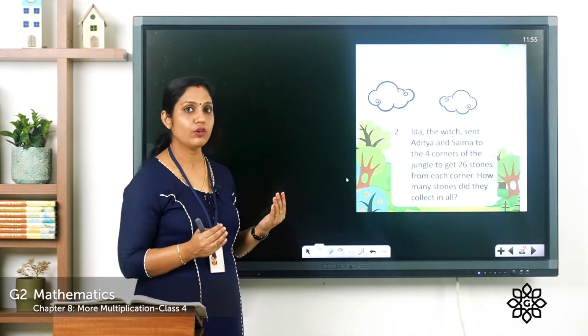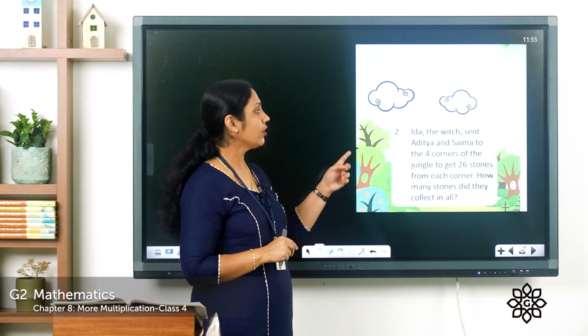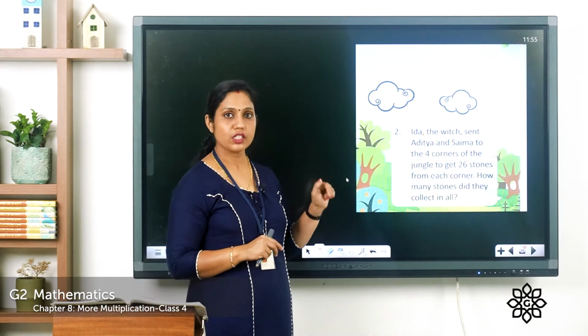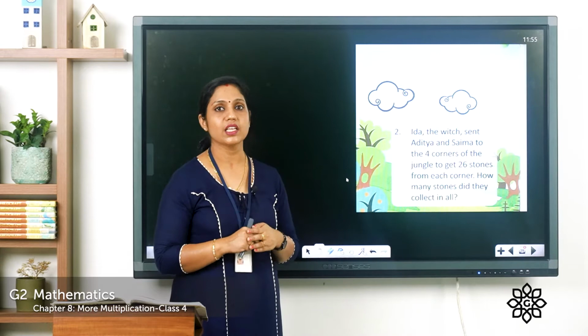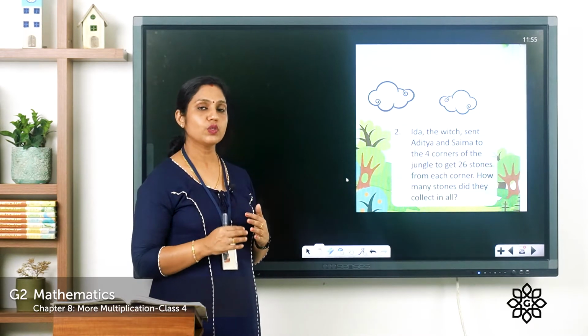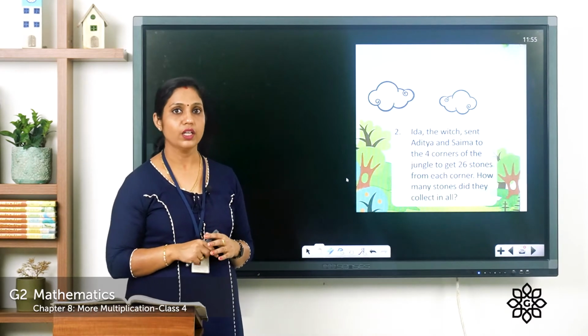And what did she send them for? She sent them to search for stones and she sent them to the 4 corners of the jungle. And in each corner there are 26 stones. So how many stones will they get from these 4 corners? So that is what we have to find out. Let's check.